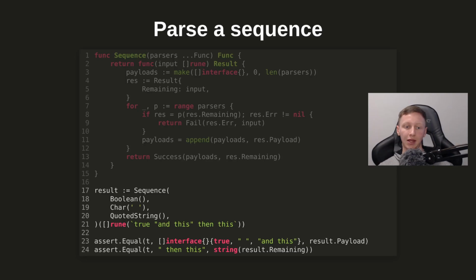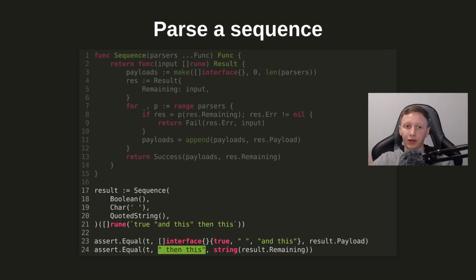So this is what it would look like to use it. We have a sequence instantiated. In this particular case, we're parsing out a Boolean and then a space character, and then a quoted string. If we fed it something like a Boolean true, a quoted string, and then followed that up with some more text, what will actually get parsed out in our resulting payload is an empty interface slice containing true, the space character, and this, which is the inner contents of our quoted string. So we unquote it when we return the payload here. And then in remaining, we still have what's left afterwards.